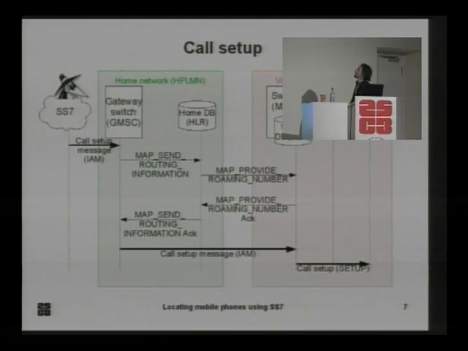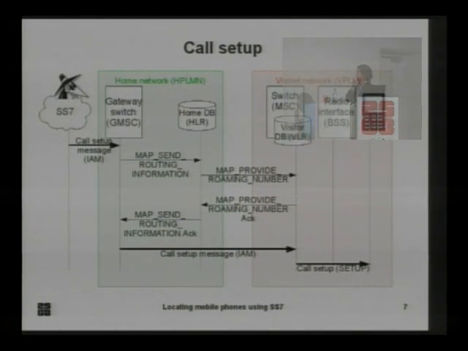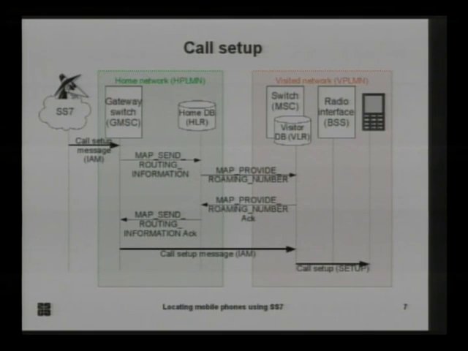So this is how a call setup works in mobile networks. Back there, on the left-hand side, we have the evil spy, or just another network operator, who sets up a call to you. And that call setup message travels directly to, he has to send it to the gateway switch, to the gateway mobile switching center of your home network.